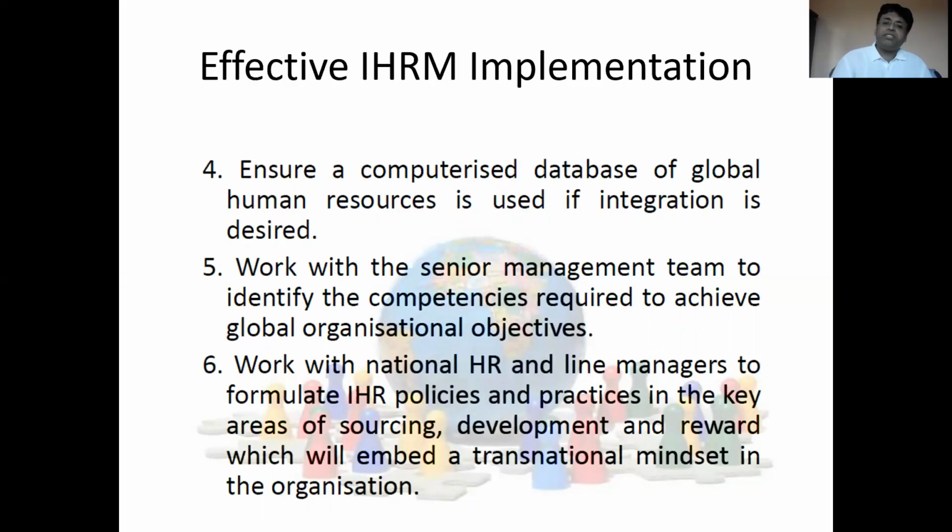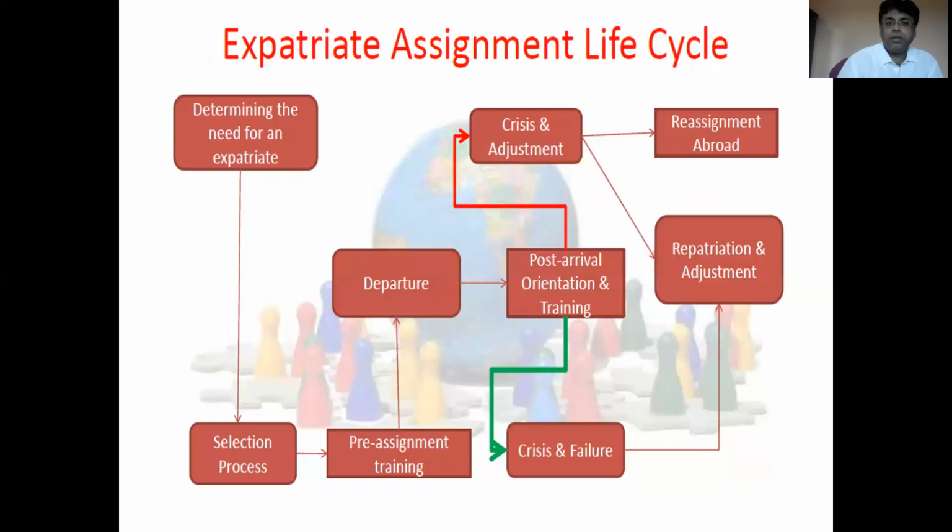Next one is to work with the senior management team to identify the competencies required to achieve the global organizational objectives. Work with the national HR and line managers to formulate the HR policies, international human resource policies, and practices in the key areas of sourcing, development, and reward, which will embed a transnational mindset in the organization. That is very important. Expat life cycle, that is a very important area.